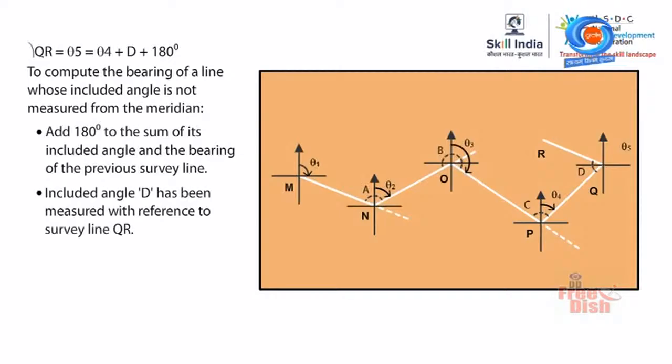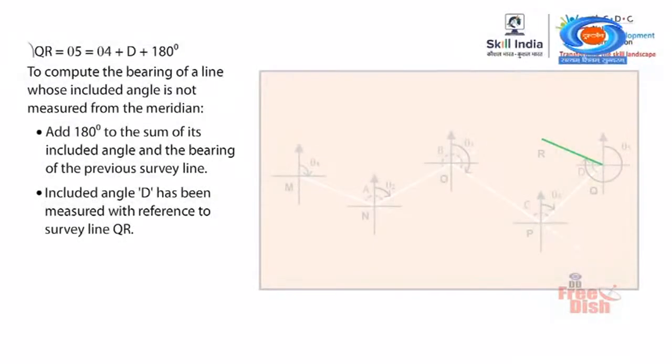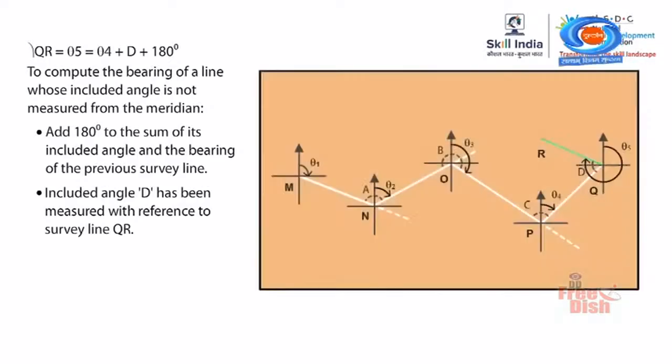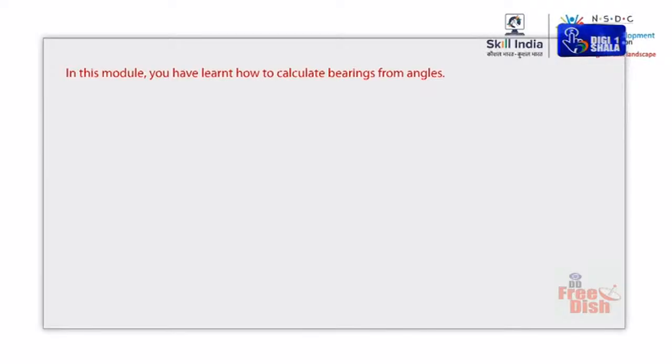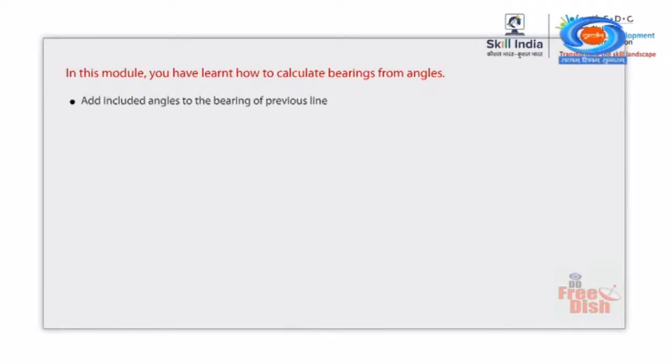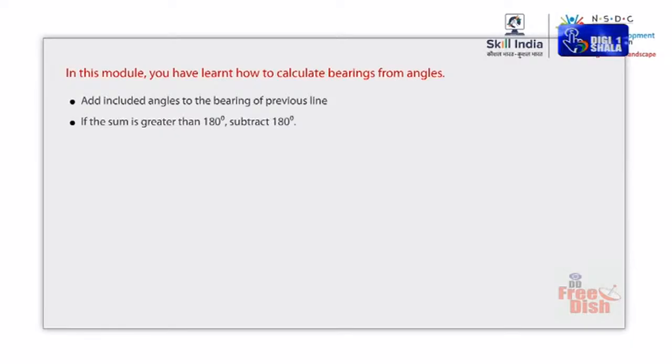As you can see, the included angle D has not been measured from the meridian at Q. It has been measured with reference to the survey line QR. So remember, in this module, you have learnt how to calculate bearings from angles. To calculate bearings from angles, add the included angles to the bearing of the preceding line. If the sum is greater than 180 degrees, subtract 180 degrees.